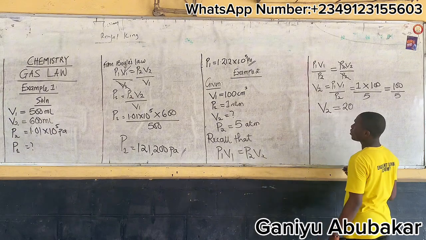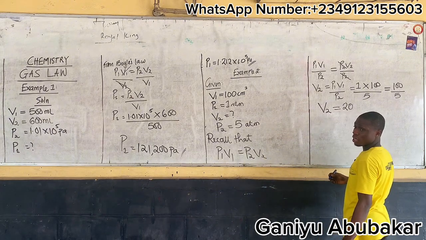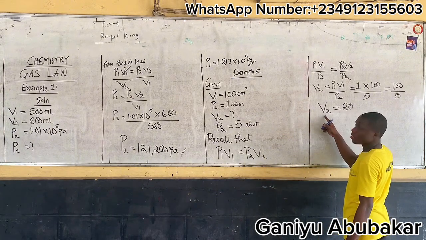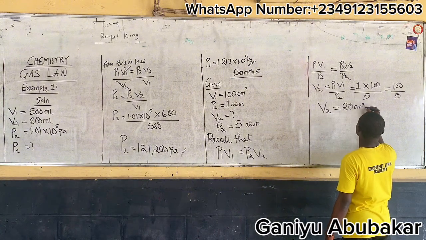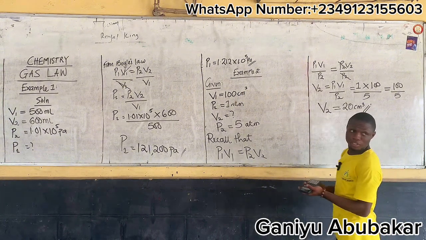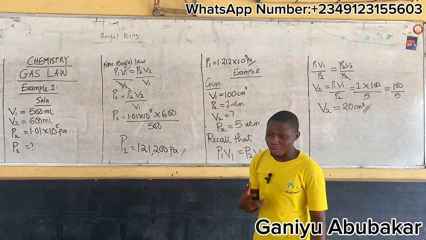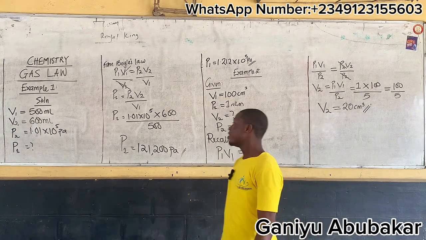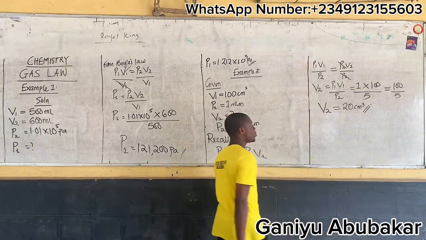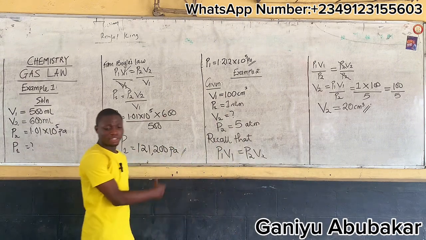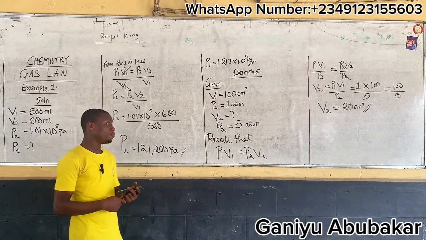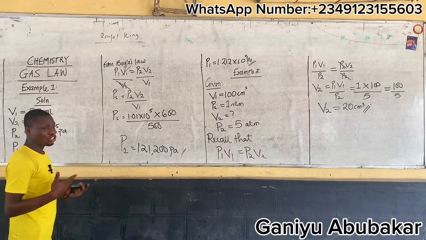V2 is equal to 20. 20 what? Volume is not atm, it's centimeter cube. Pressure is atm, atmosphere. So the volume is 20 centimeter cube. This is my answer. These are solved problems under Boyle's law.